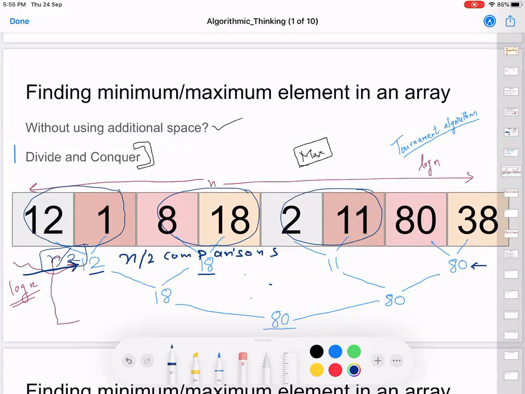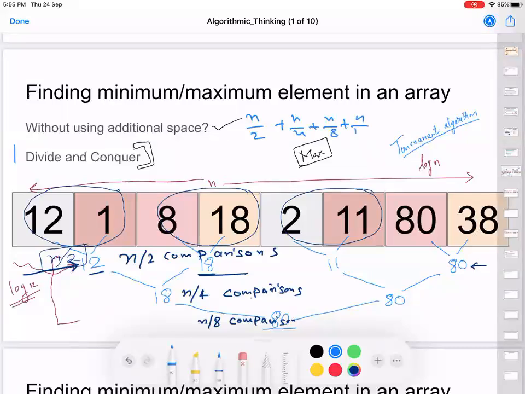So at every step, the number of comparisons I am doing is half the number of elements, because I'm comparing these elements in pairs. So when I have n by 2 elements here, in the next step, you end up doing n by 4 comparisons. In the next step, you end up doing n by 8 comparisons. So how many total comparisons? It's going to be n by 2 plus n by 4 plus n by 8 plus n by 16, and so on and so forth.